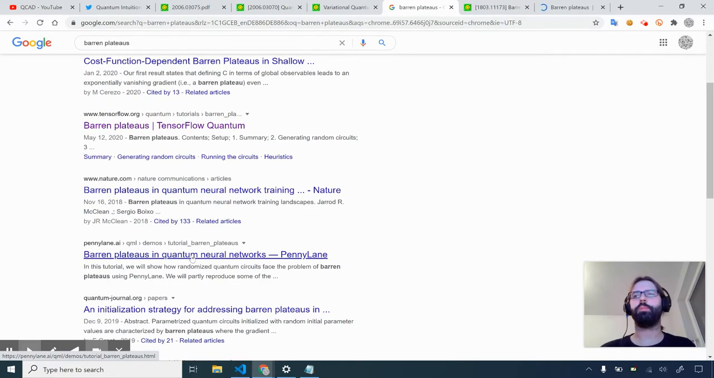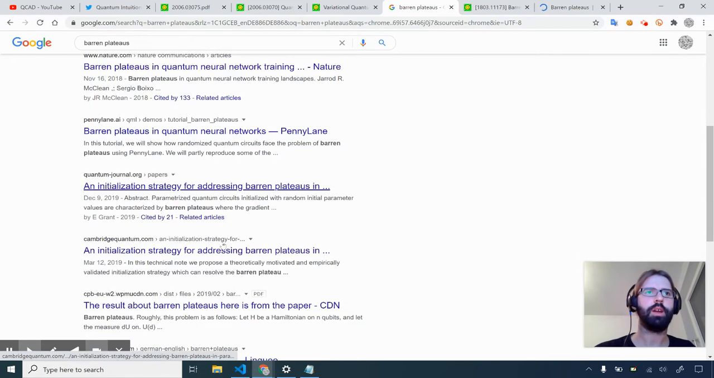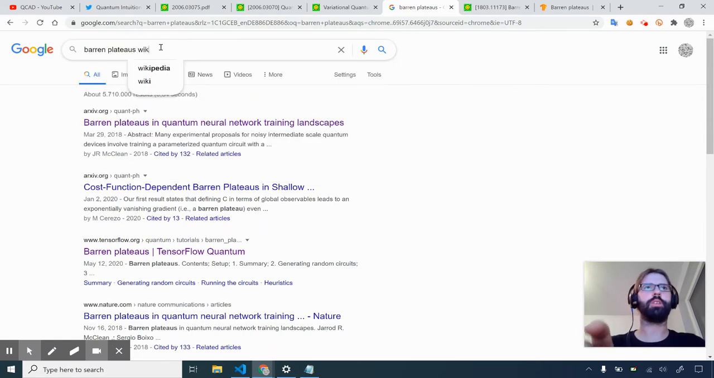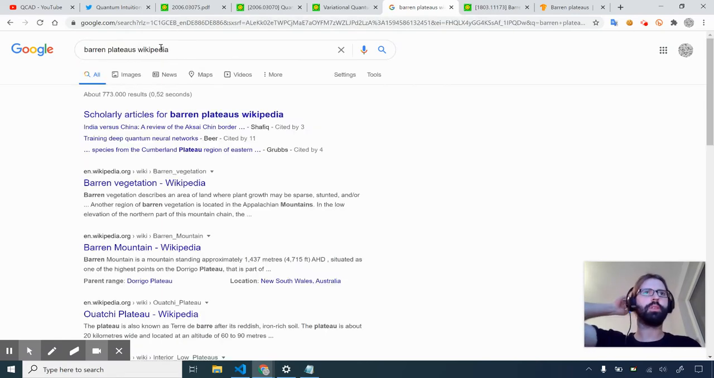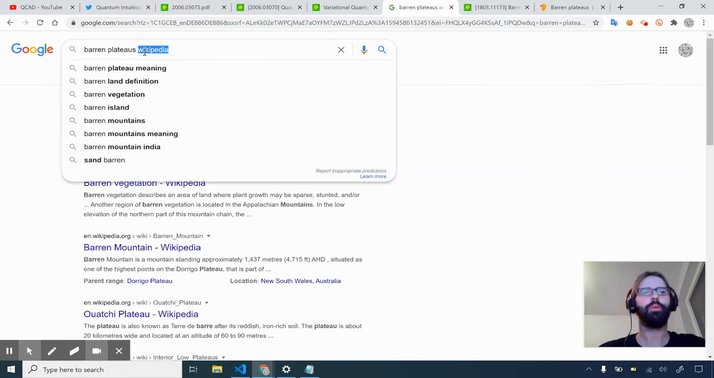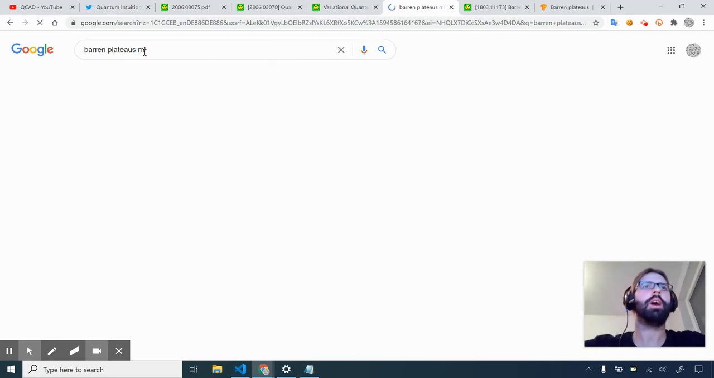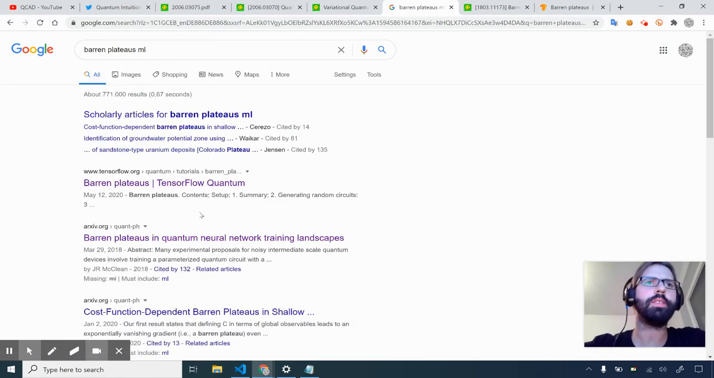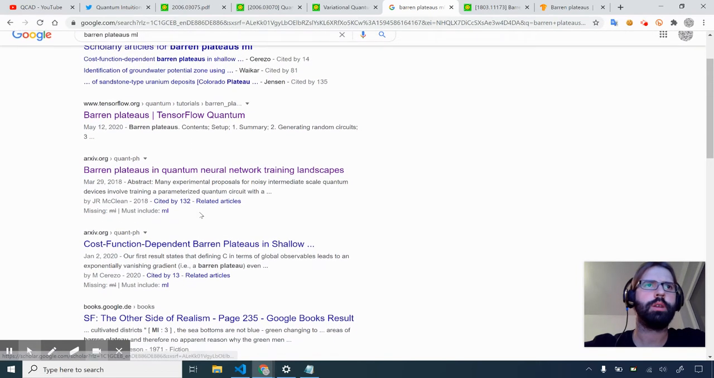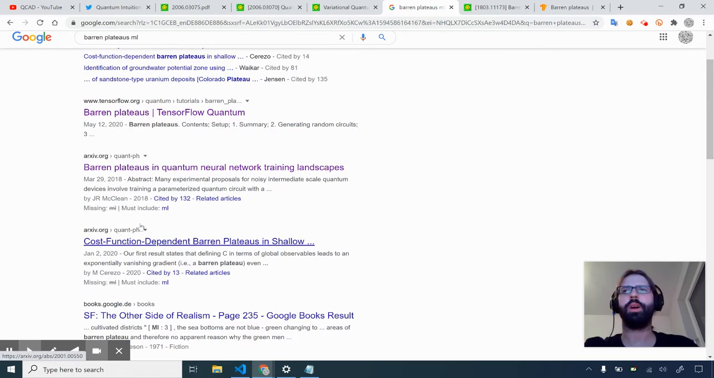But why is everything popping up in relation to quantum stuff? Isn't there a Wikipedia page which is kind of agnostic to all this? Barren vegetation, or machine learning. Is this something that really seems to be quantum-like?